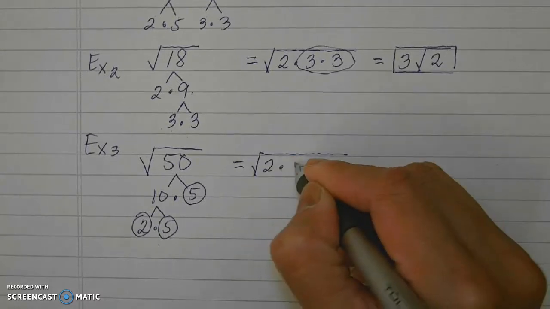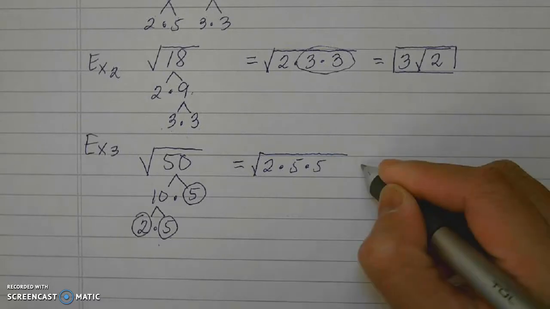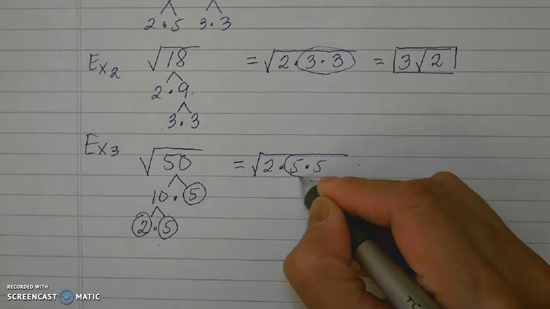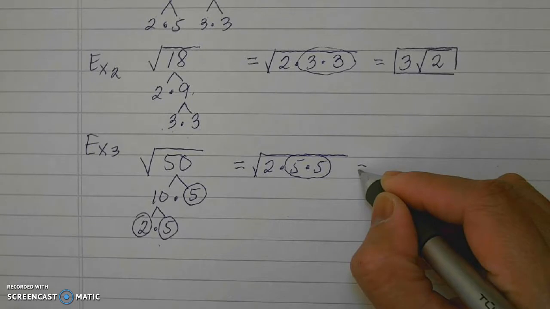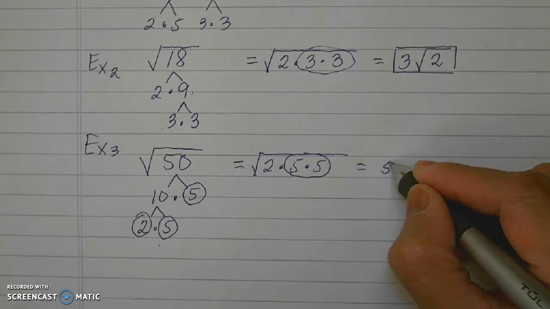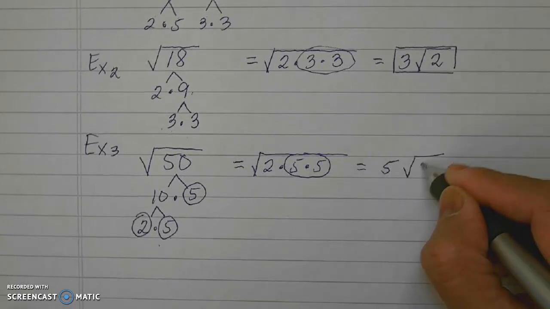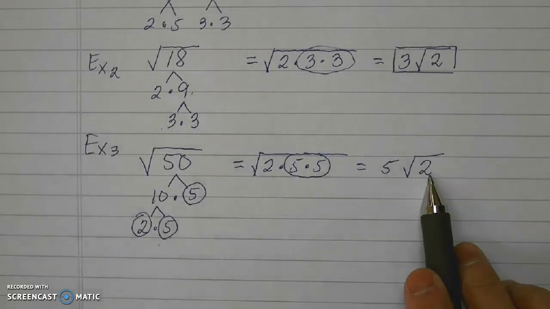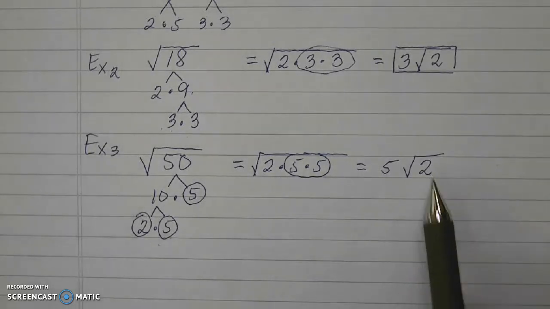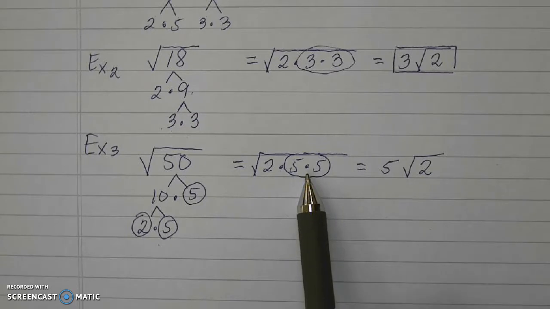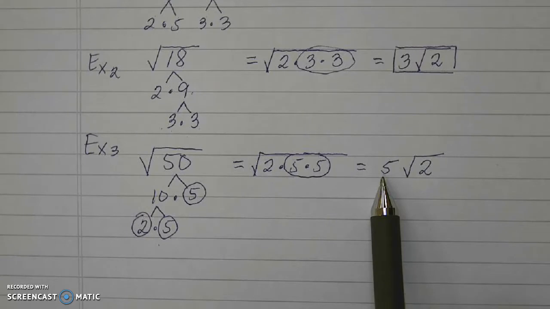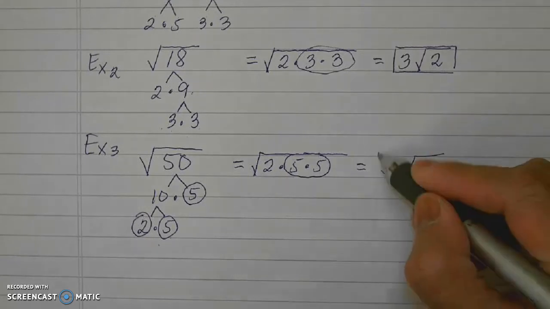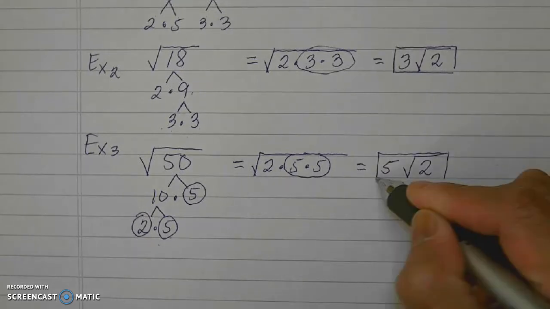2 times 5 times 5. And this, again, has a pair, so it will go out of the radical sign. It's just now going to become 5 square root of 2. 2 has no pair, so it stays inside. So once again, how come this was able to go out? Because this is really a 25. And 25 has a square root of 5. So 5 goes out, and 2 stays inside the radical.